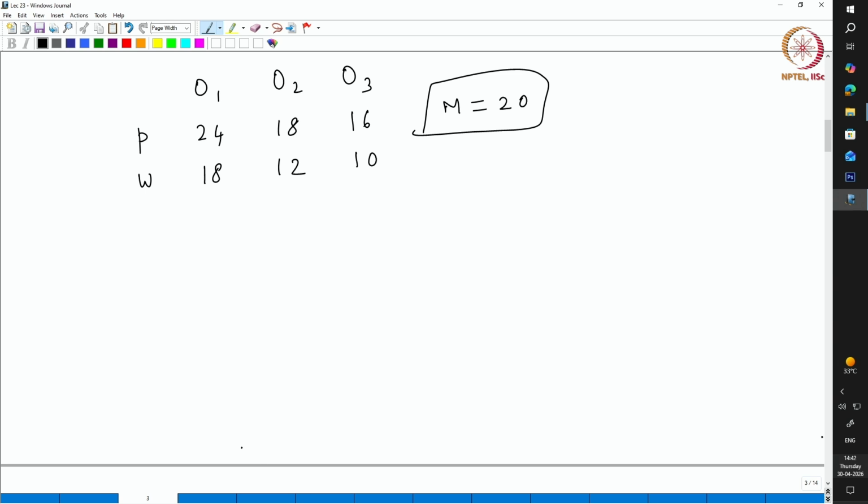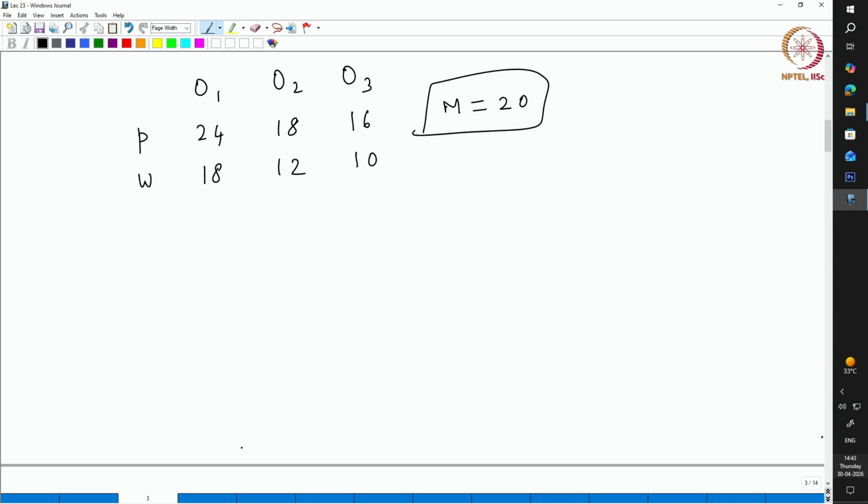20 is the capacity of the knapsack. What fraction of O1 would you take, and what fraction of O2 would you take, and what fraction of O3 would you take to maximize the profit?